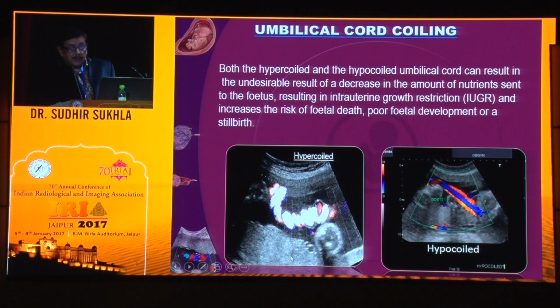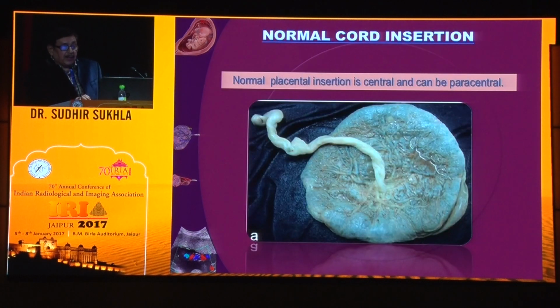You see the hypocoiled cord has a smooth, flat surface. It leads to a decreased amount of nutrients sent to the fetus, IUGR and other problems. Hypocoiling is also associated with fetal anomalies.